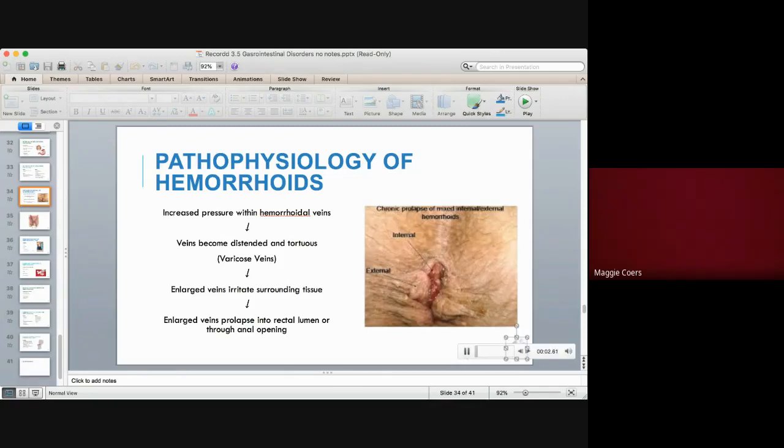All right, so hemorrhoids is the last topic that we're going to talk about today. The rectal vault, or the lining of the rectum, has a lot of veins in it called hemorrhoidal veins. As someone ages, or if they're obese, or with pregnancy, especially multiple pregnancies, there's a lot of blood that builds up in these veins. Those are some risk factors. The veins get congested and irritated, and this causes a prolapse either into the rectal lumen or through the anal opening.